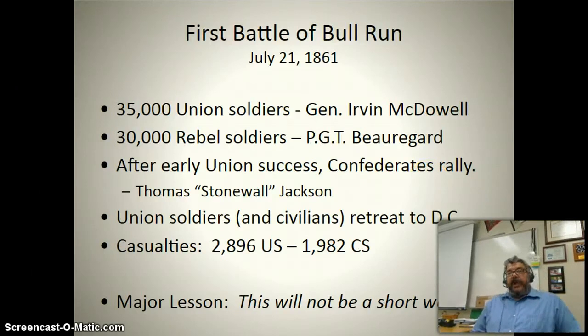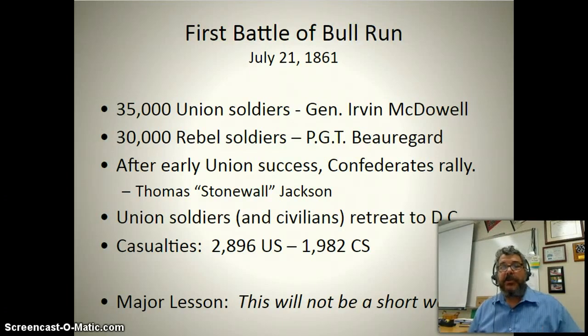So where will that first conflict happen? At a little place called Manassas Junction, about 20 miles south of the U.S. Capitol at Washington, D.C. We'll have a Union Army of approximately 35,000 soldiers under the command of General Irvin McDowell.